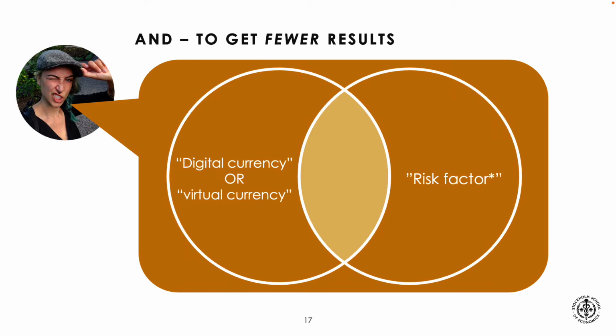The Boolean command AND functions in almost the opposite way of OR, and connects terms to each other. Using AND, you find references that contain all your keywords. Using AND between terms narrows your search. You get fewer results. So if you search for digital currency OR virtual currency AND risk factor, you're telling the search engine that all the results must contain risk factor and both or either digital or virtual currency.